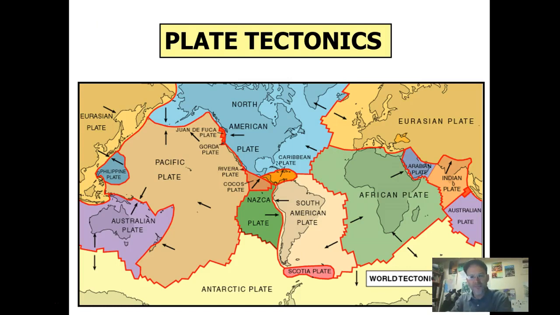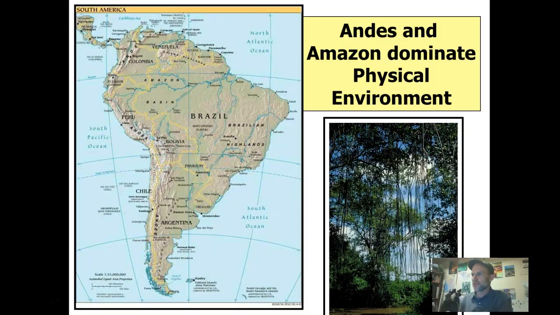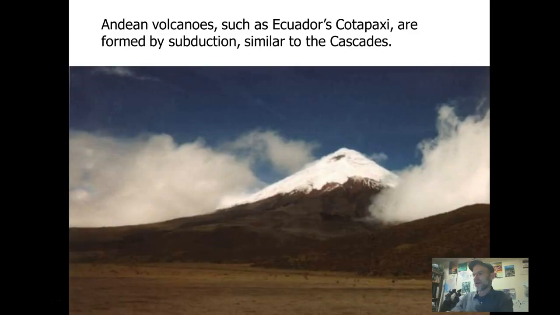Plate tectonics informs our understanding of the realm. You can see that the South American plate covers the entire continent, and yet the Nazca plate is subducting, or plunging beneath, and this is producing the great Andean volcanoes such as Cotopaxi in Ecuador, formed by this process of subduction, very similar to that producing the Cascade volcanoes. This mountain shows a similar form to our familiar mountains such as Mount Shasta.